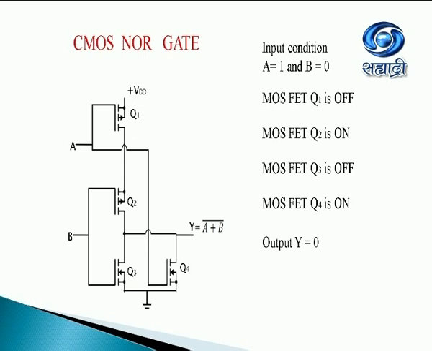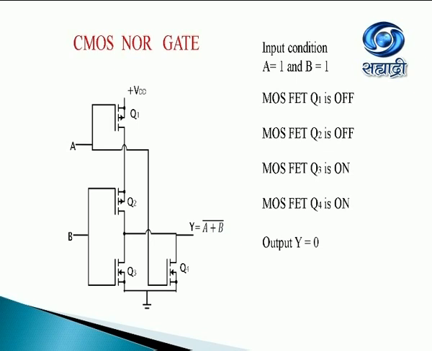Input condition 2, A is equal to 1 and B is equal to 0. MOSFET Q1 is off, MOSFET Q2 is on, MOSFET Q3 is off, and MOSFET Q4 is on. So Y is equal to 0. In third condition, A is equal to 0 and B is equal to 1. MOSFET Q1 is on, MOSFET Q2 is off, MOSFET Q3 is on, and MOSFET Q4 is off. So we get output Y is equal to 0.